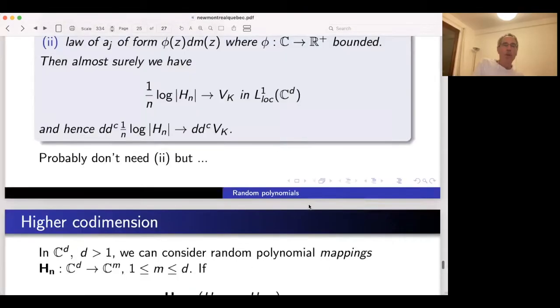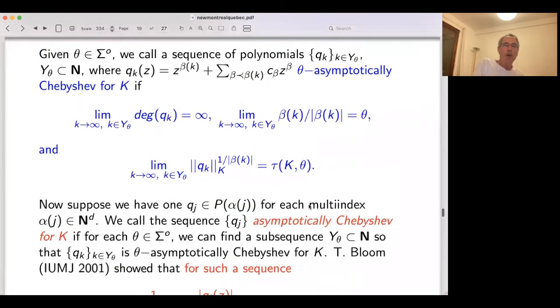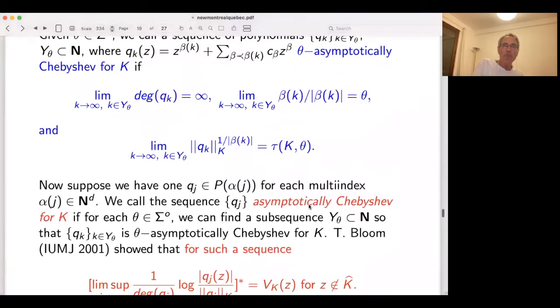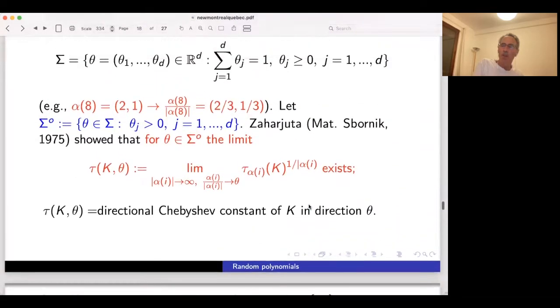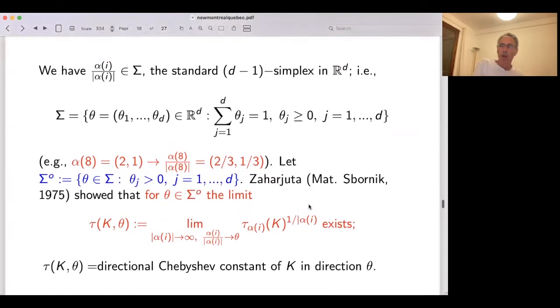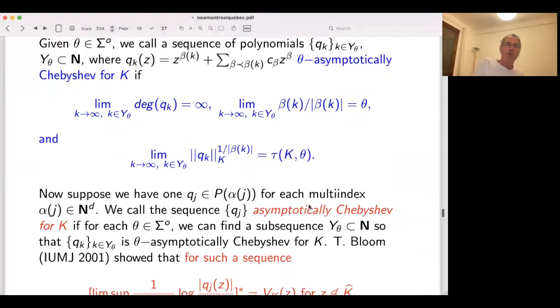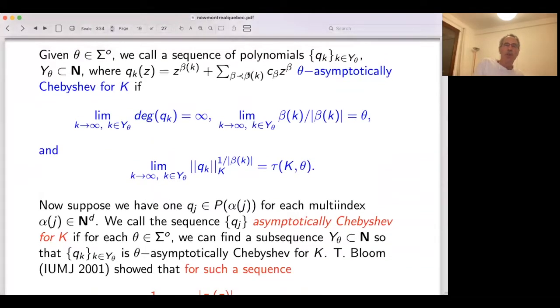Yeah. So for us in several variables, it's something that Tom Bloom defined way back when. So remember these directional Chebyshev constants, Steve? You've seen that, right? Because you've dealt with transfinite diameter before, right? Mm-hmm. Okay. So Tom called it, if you take a point theta on your standard simplex, and you have a sequence of polynomials that are theta-asymptotically Chebyshev, that just means that they give you that directional Chebyshev constant. They're normalized in the right way, and they give you the directional Chebyshev constant with their sup norms.